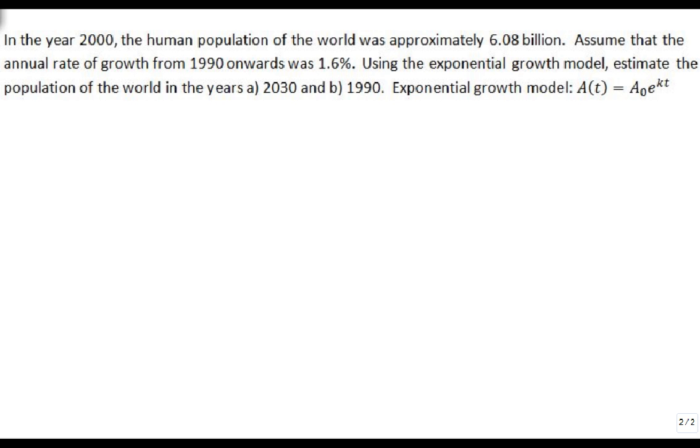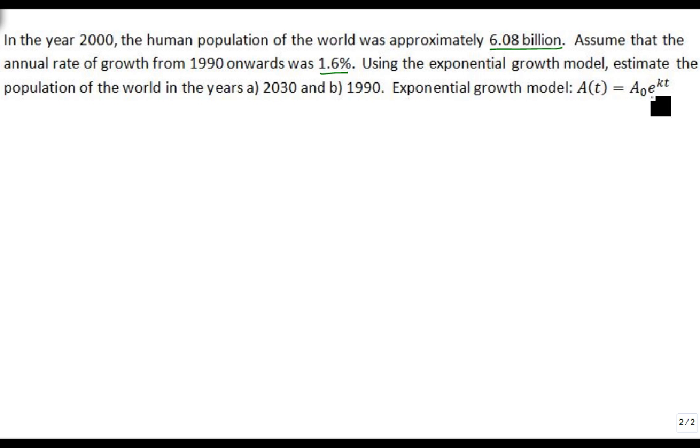So we're going to look at a particular problem. We're going to look at the human growth, human population in the world. And in the year 2000, the human population in the world was approximately 6.08 billion. So that's an important number. Assume that the annual rate of growth from 1990 onwards has been 1.6%.